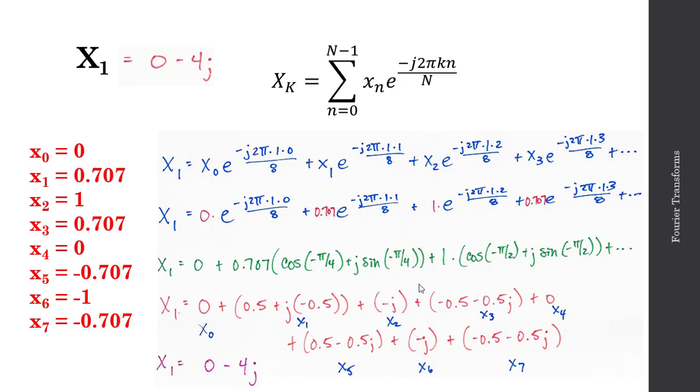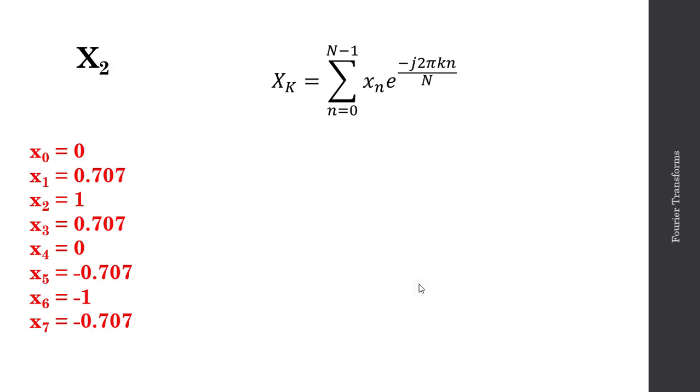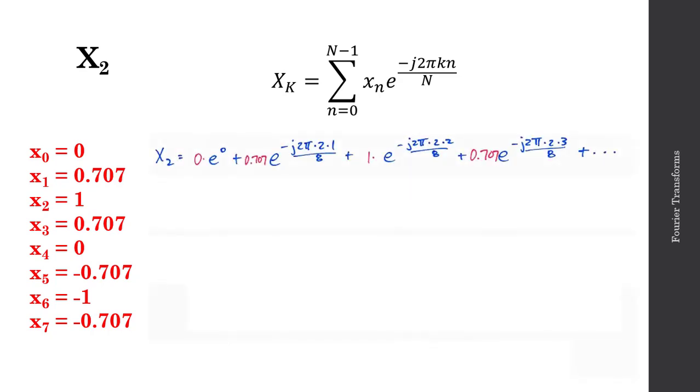And we can do the exact same thing for X2. So let's do that here quickly. Here I've written out my sum again. So I have x0 times e to the 0, since in this case n is equal to 0. Plus 0.707 times e to the minus j times 2 pi times 2, since k is equal to 2 now, and times 1, so n is equal to 1, and that's divided by 8.